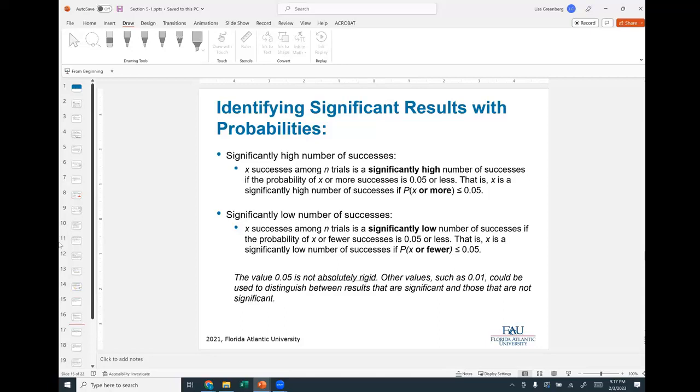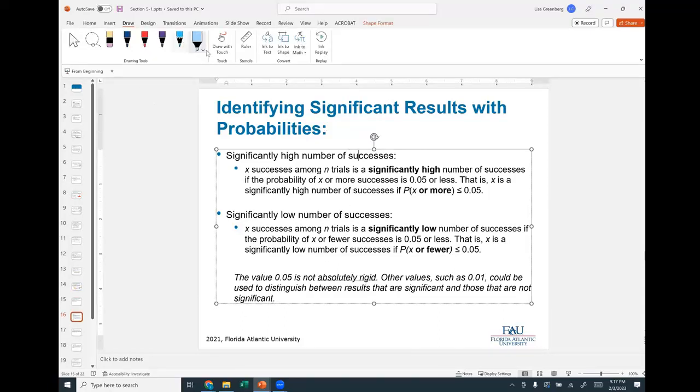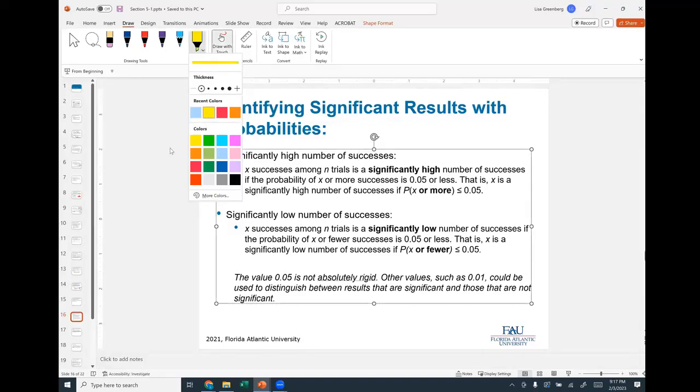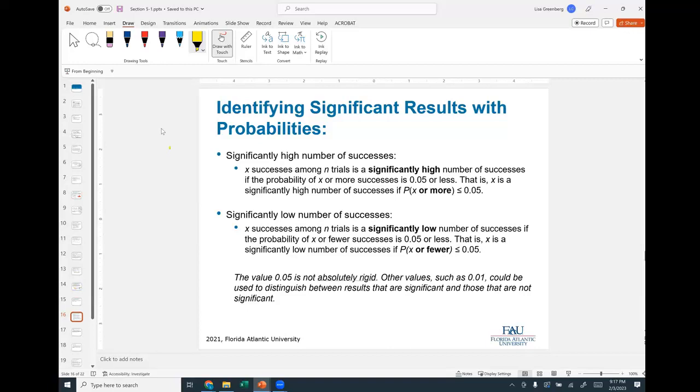Okay, hold on a second. Okay, there we go. So this is our magic number. If the probability of whatever we're looking for or more is less than or equal to 0.05, it's significantly high.